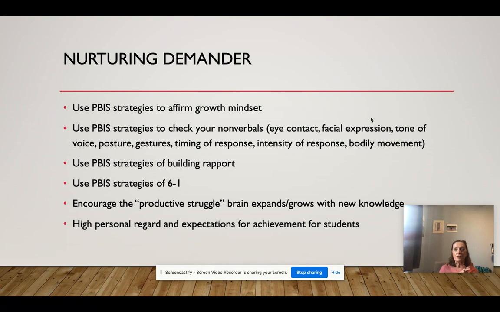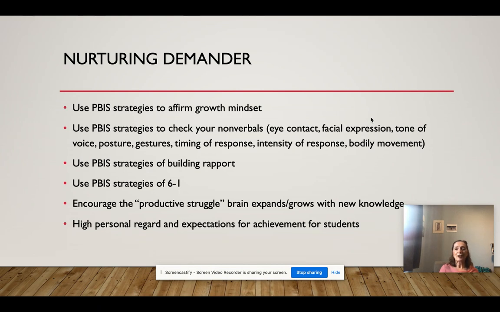Use that PBIS strategy of 6 to 1, 6 positives to 1 redirection. You want to make sure that you're acknowledging them. You're going to have to redirect them, okay? They're learning and they're going to mess up and they're sometimes going to bug other kids or they're not going to be focused or something, right? Your job is to really acknowledge what you see that they're doing right and make a deal out of that. That's what will stick with them.